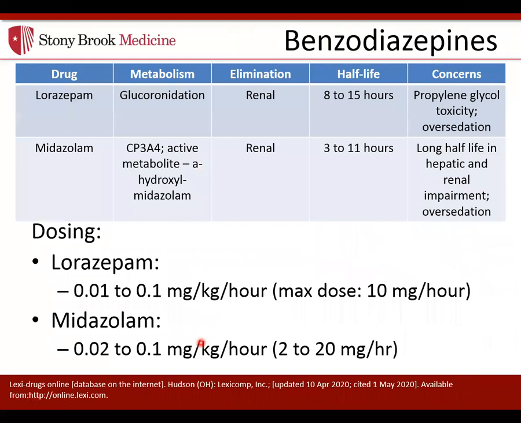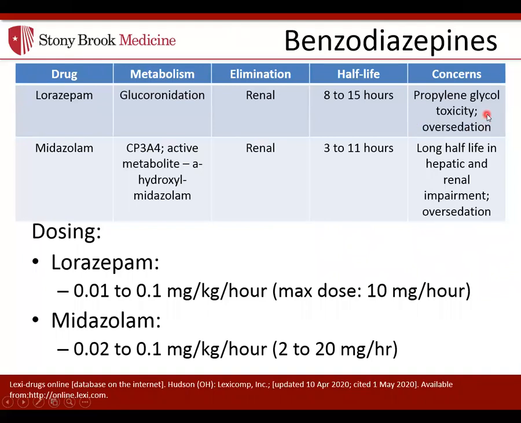All right. The differences between these two agents are really similar to the differences between hydromorphone and fentanyl. So lorazepam is metabolized through glucuronidation and renally eliminated. So it can accumulate in the tissues in the setting of renal impairment. It's less lipophilic than midazolam, so that results in a slower onset of action and slower exit from the central nervous system. So the major drawback of lorazepam is its insolubility.